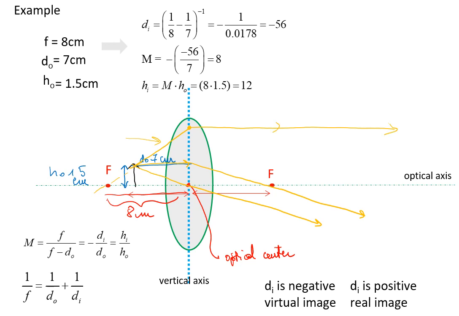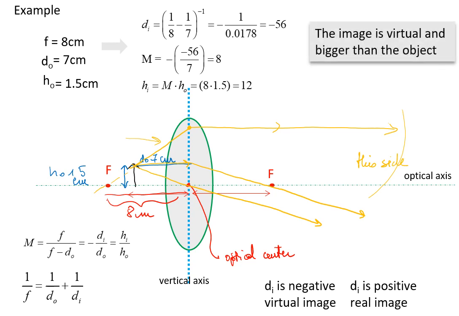So we see that these rays do not intersect to form an image of the point on this side of the lens. However, if we continue the incident ray on the back side, we'll see that they meet here. So they form in this way a virtual image, which is much bigger than the real object.